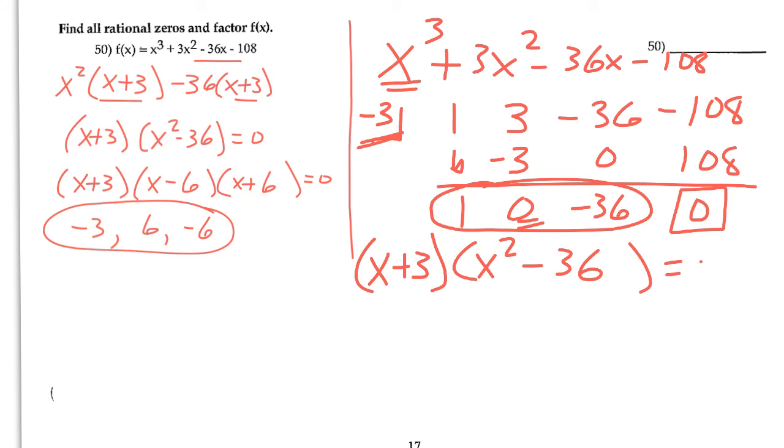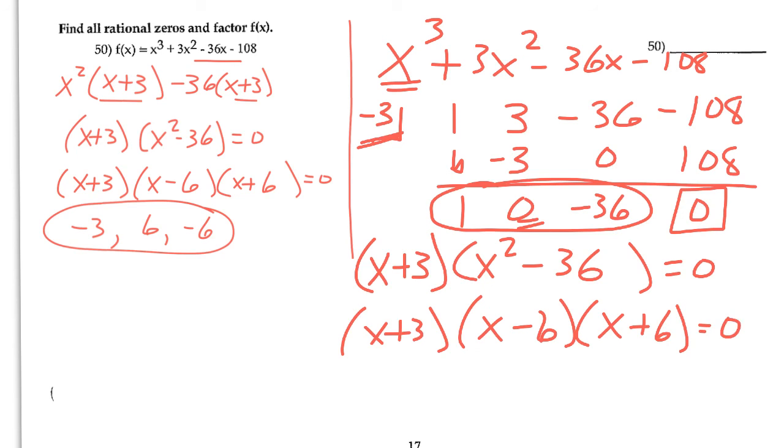Okay, and so we can say the factors are x plus 3, and now this difference of squares factors a lot easier than we were seeing before with that cubic polynomial. And so the zeros are at -3, 6, and -6 like that. And again, you don't even have to do that if you don't want to. You could use your calculator to find all the rational zeros as well.